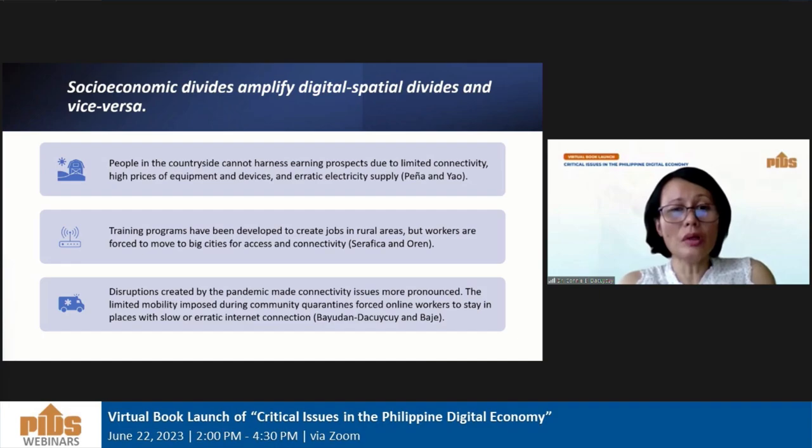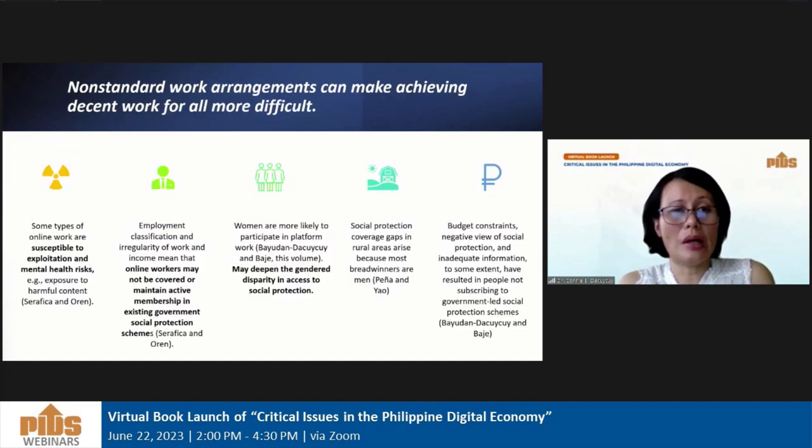So on the next slide, we note that the non-standard work arrangements can make achieving decent work for all more difficult. So jobs in the digital economy have risks, which affect the attainment of decent work.